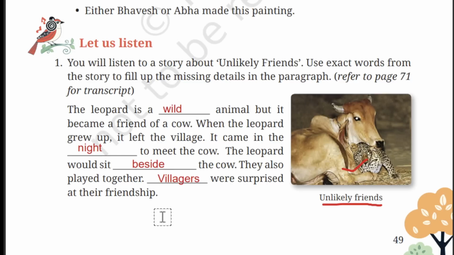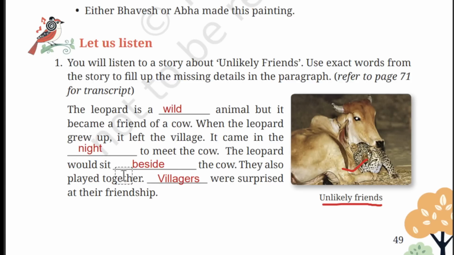So I have filled the answer. The leopard is a wild animal. Yes, the leopard is a wild animal and the cow is a domestic animal, right? Because we see leopards only in the deep forest. But cows are domestic animals, we even have them in our home. So the leopard is a wild animal, but became a friend of a cow. When the leopard grew up, it left the village. It came in the night to meet the cow.